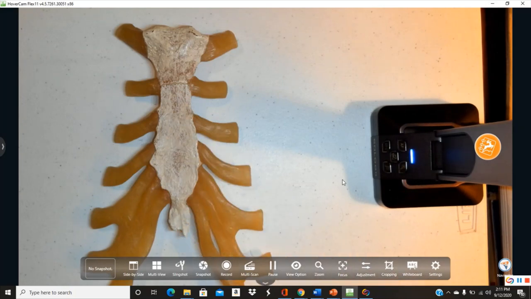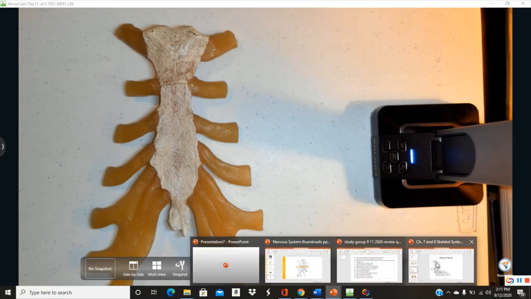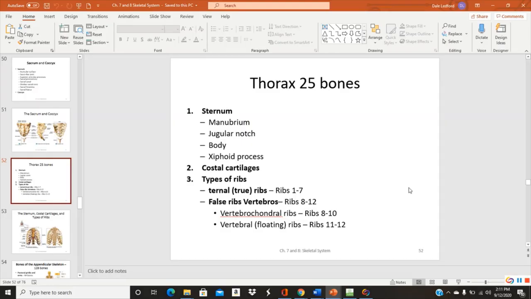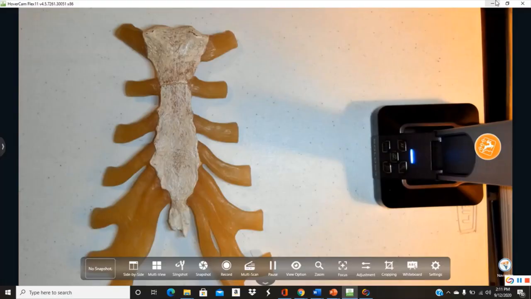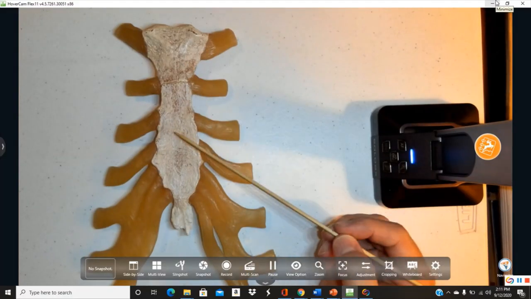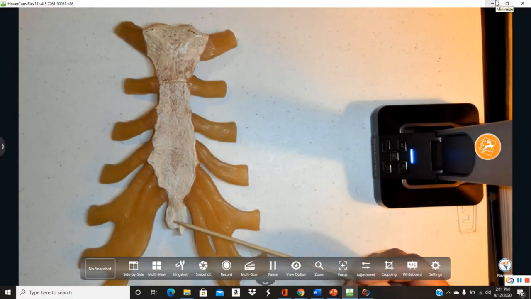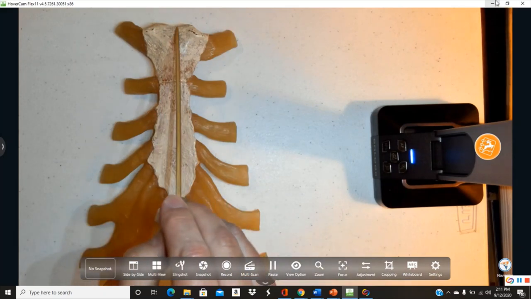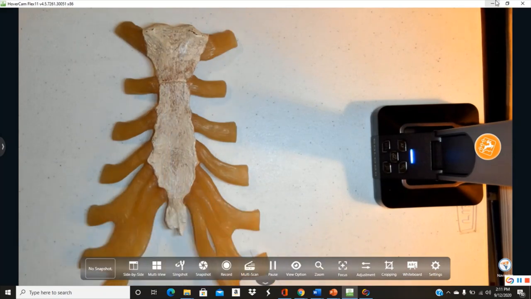So the three major regions or distinctive portions are the manubrium, the body, and the xiphoid process. Now up here, this is your jugular notch, near and associated to things like the jugular veins.